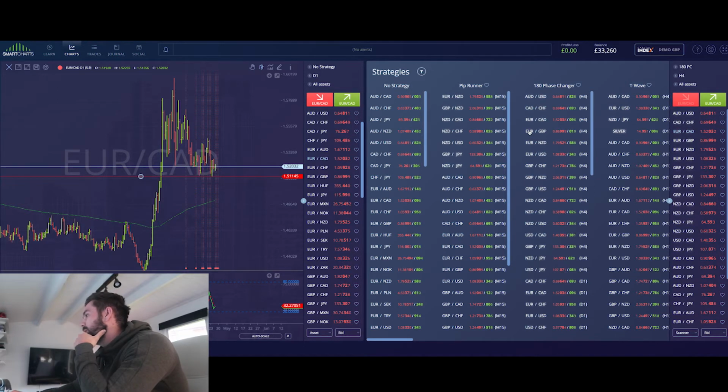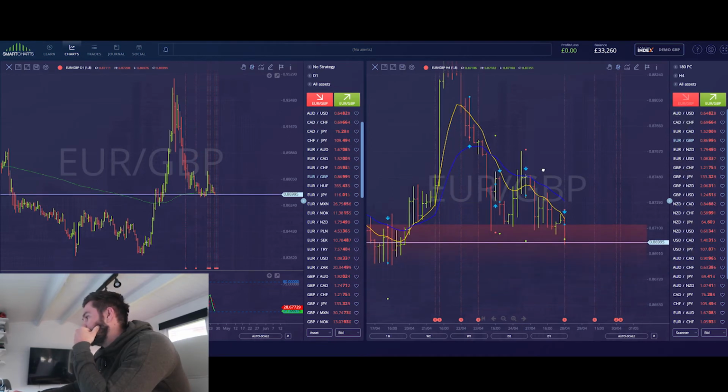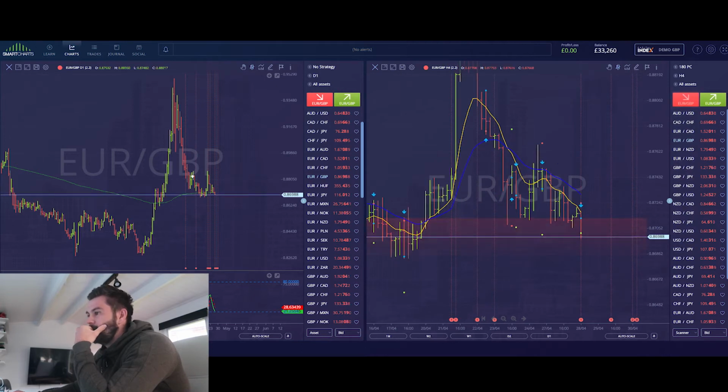Euro CAD, try Euro Pound. Again, we're right at the resistance line. There's not a lot of room to play with. It could go lower or it could bounce back. As you can see on daily, we are hitting that bottom again.